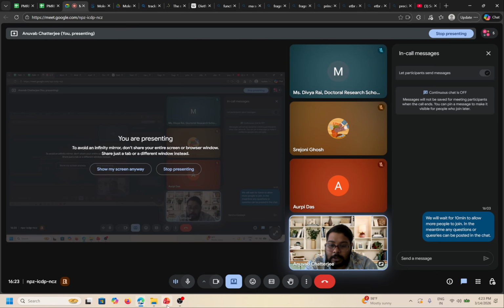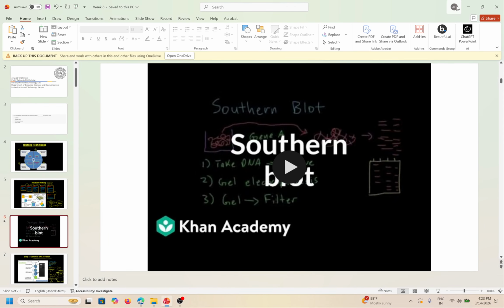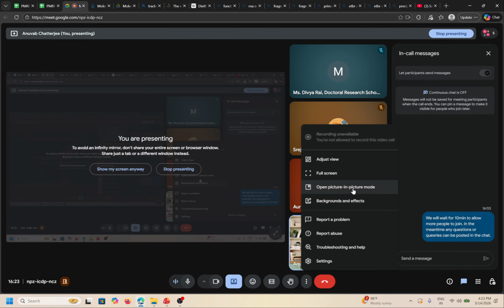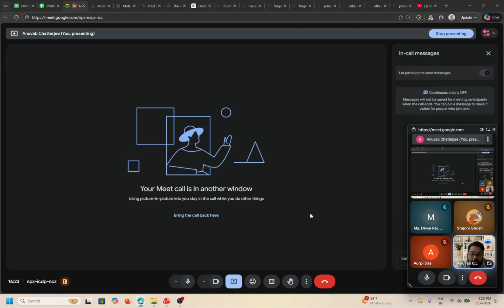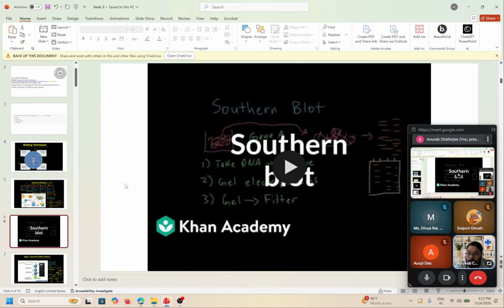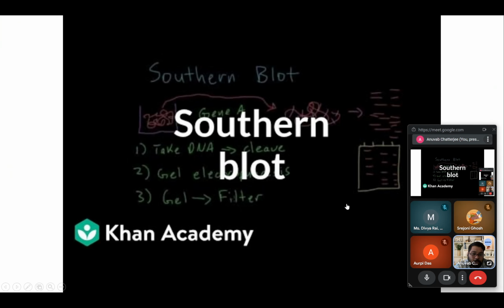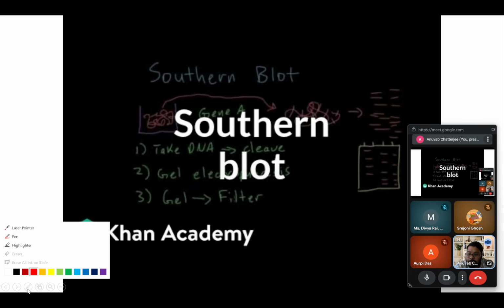Okay, I hope that clears some of what we are doing here. Does anyone have any questions about the basics of Southern blotting? If you have, we can go through it again. Otherwise, we will move forward to how exactly to go about the first step.